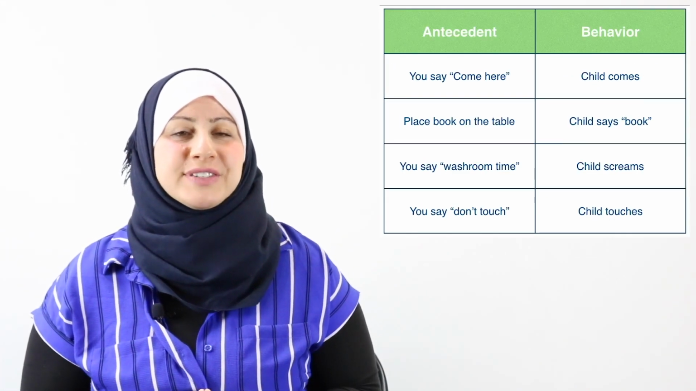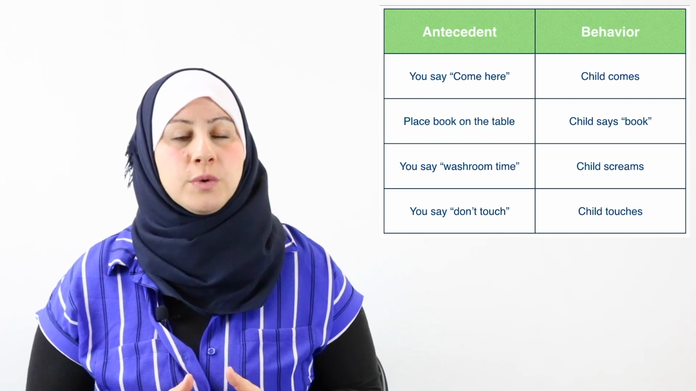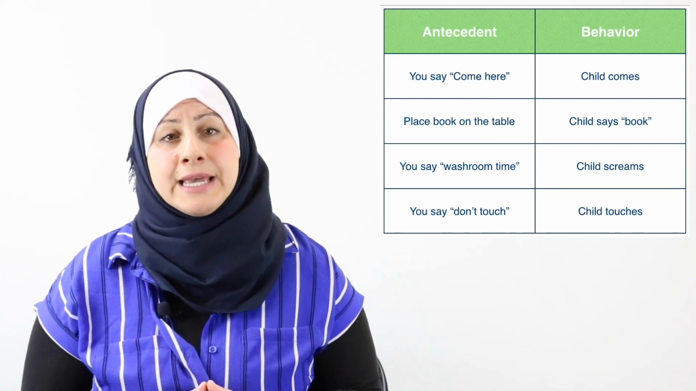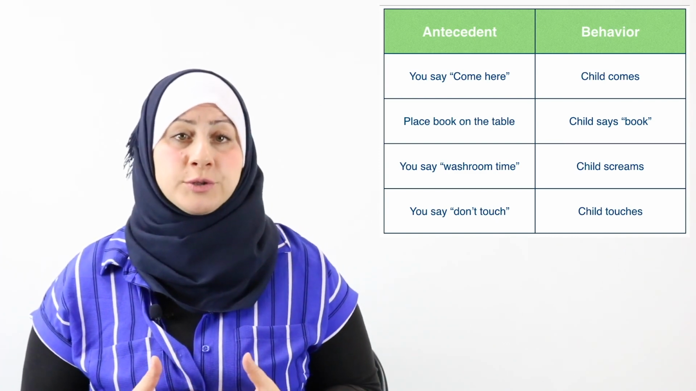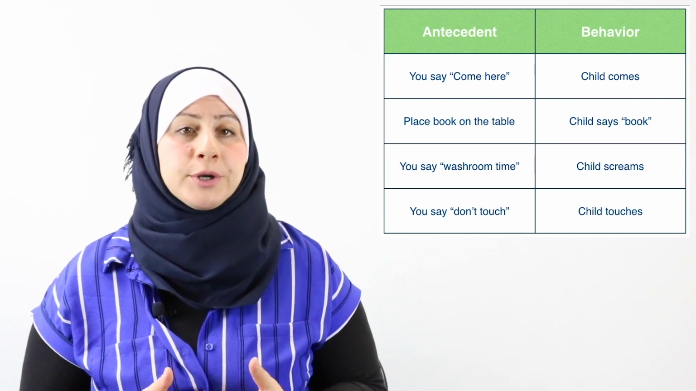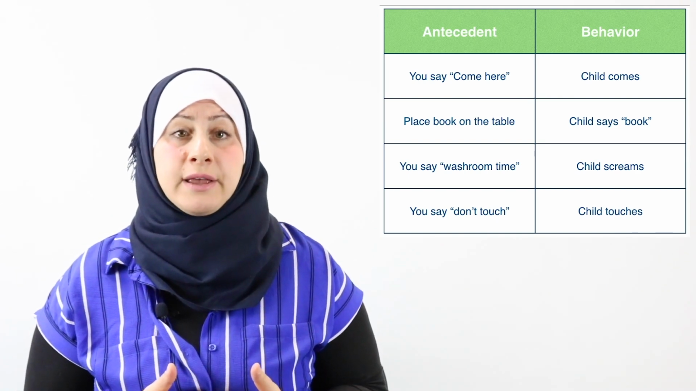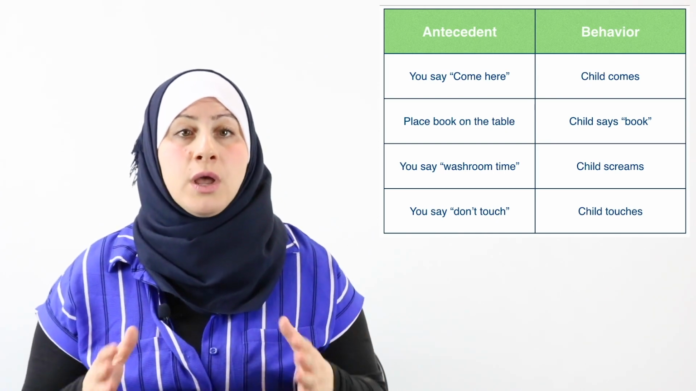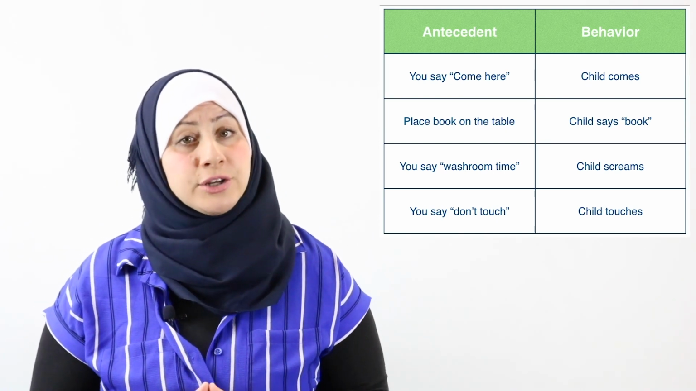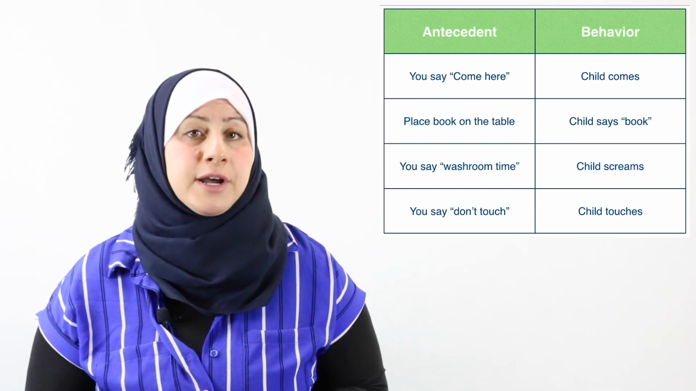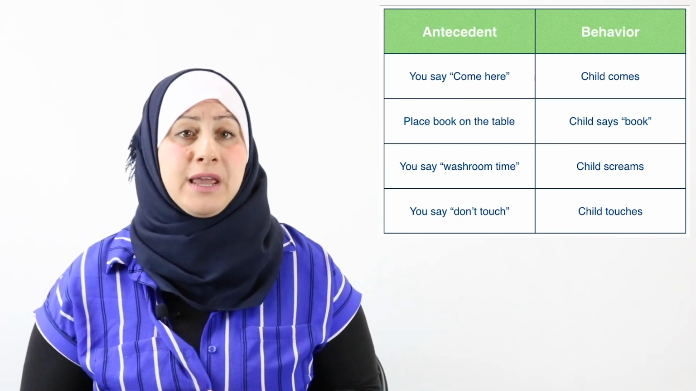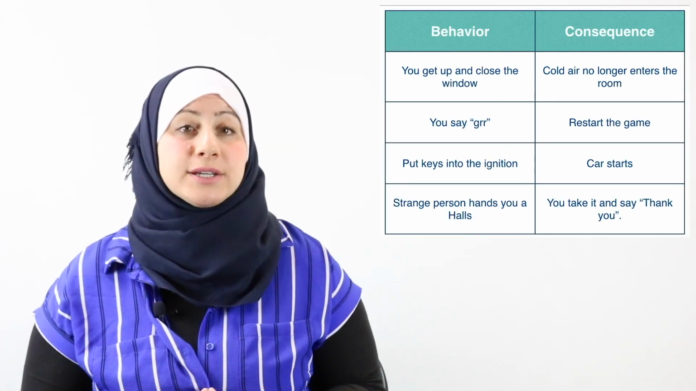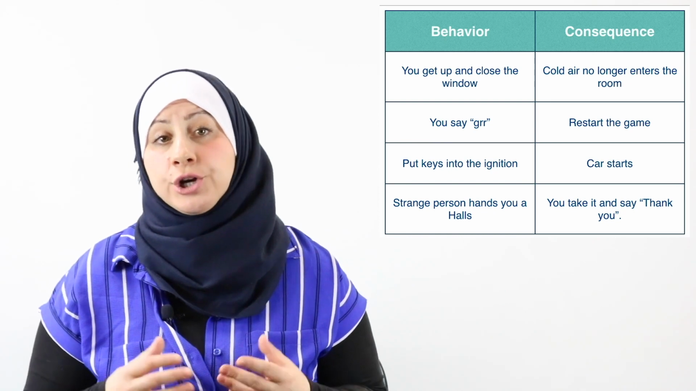When we look at behaviors and why people do what they do, we're interested in the before and after of that behavior. In practice, it is interesting to see what triggers a child's behavior. For example, you may put a book on the table and the child says book, or maybe you say it's washroom time and the child screams. When we talk about antecedent manipulation strategies, you will see how identifying antecedents that impact a behavior will be important in treatment planning. But antecedents are not the only environmental events that could affect the behavior.